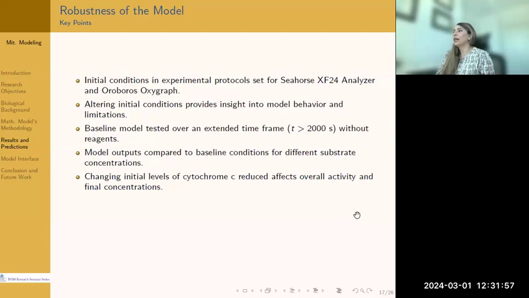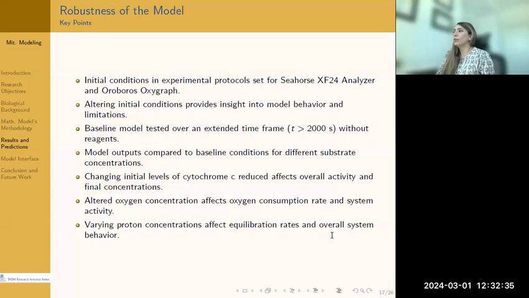Adjusting the initial levels of reduced cytochrome C has an important effect on the model's activity and the final concentration of key species, indicating the sensitivity of the system to changes in the electron transport. Changes in oxygen concentration directly influence oxygen consumption rate and system activity, highlighting the interdependence of oxygen availability and mitochondrial function. Varying proton concentrations affect equilibration rates and overall system behavior, underscoring the importance of proton gradients in driving mitochondrial processes. So in the following slides, we will see how the model predicts mitochondrial functioning after altering initial conditions.